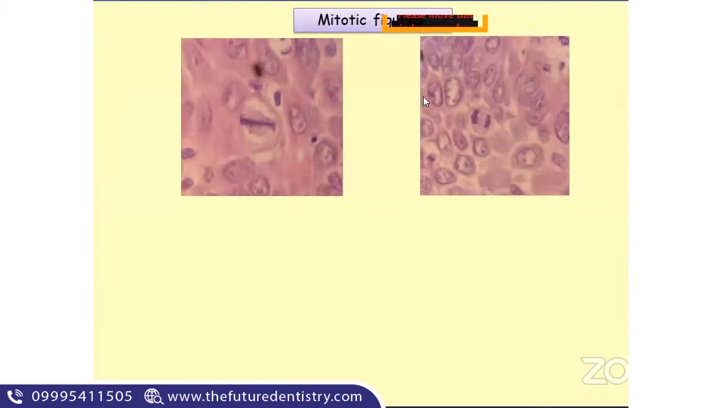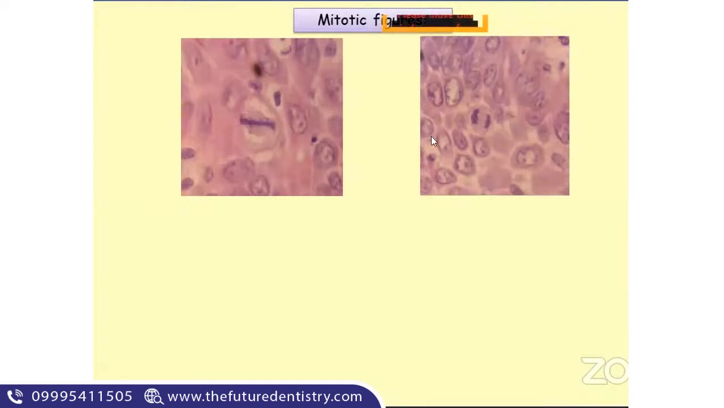Look at these structures which are present here. These dark hyperchromatic structures are suggestive of different stages of the cell cycle, suggestive of the cell being in an attempt to multiply or divide. So this could be your anaphase, this could be your metaphase.